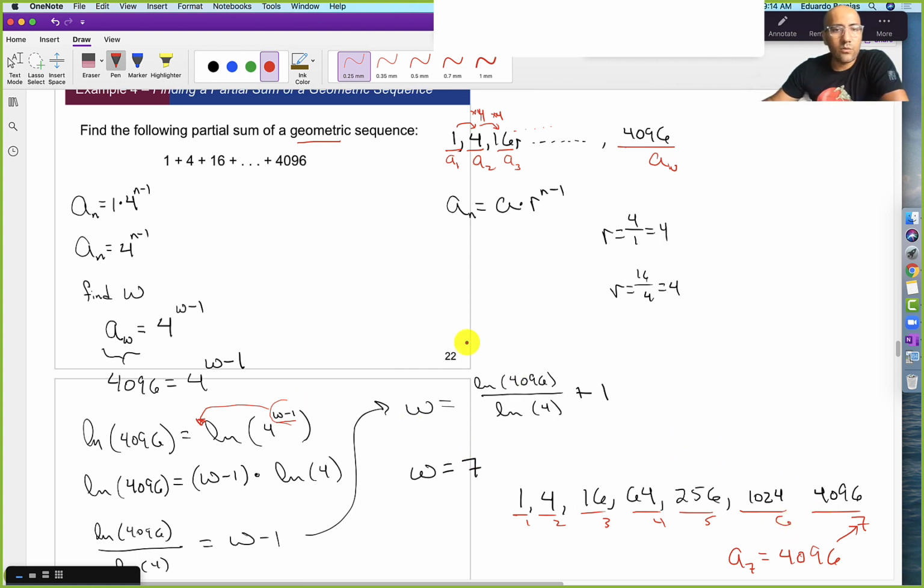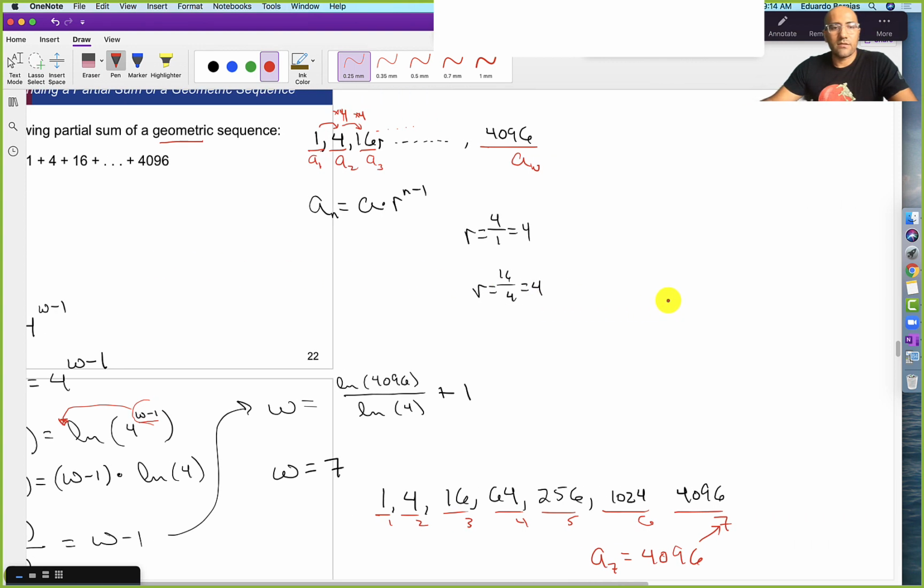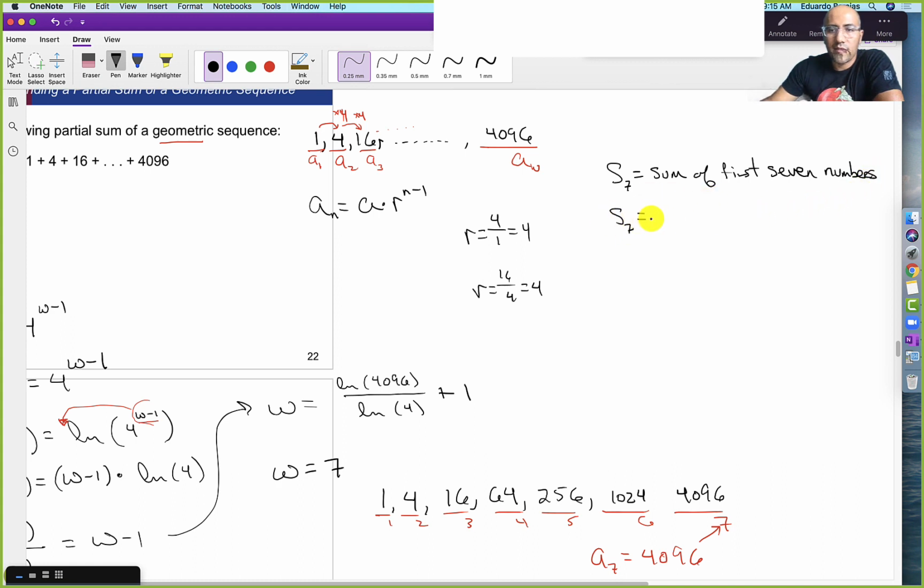Okay, well, why did I do all of this work? Remember, let's go back to this thing then. So this is a partial sum of the first n numbers. And now that I know that in this case n equals 7, then I'm saying that this is a partial sum of the first 7 numbers. Good. So now we're looking at this. Let's squeeze it over here. We have S sub 7 is equal to the sum of the first 7 numbers. Good. So S sub 7 is exactly what they wanted.